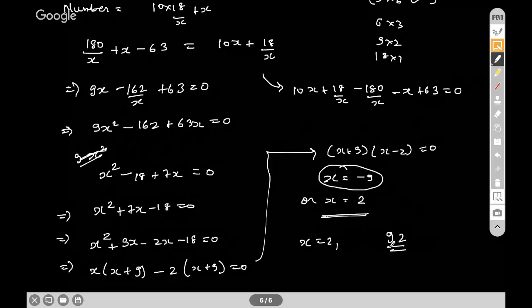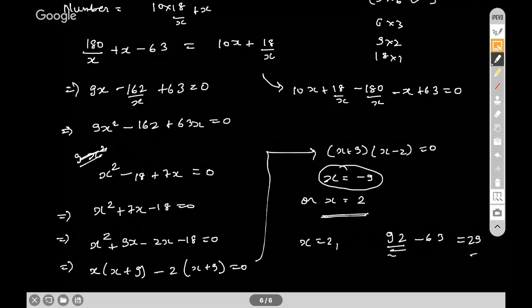Right? 92. Now if you subtract 63 from here, what will you get? You should get 29. So if you see, 92 minus 63 is actually 29. So hence the digits are interchanging their places, right? So hence our solution is correct. Okay, so this was another type of problem. Let's go to another, a different type.